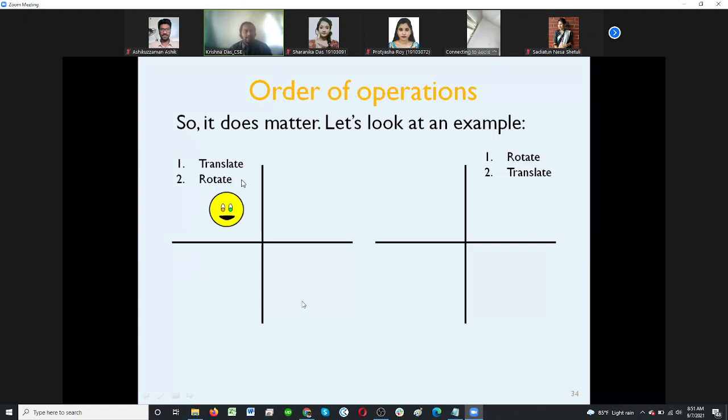Here I'm rotating 90 degrees, here I'm rotating 90 degrees. You will find that that will be changed. The position will not be the same, because when I first translate, it moves from one place to another place. You can see that there is no change in the orientation.